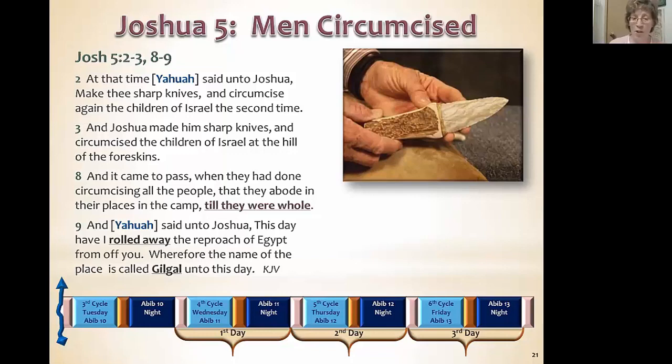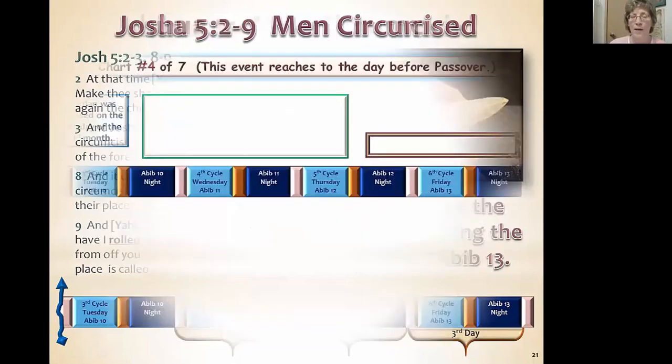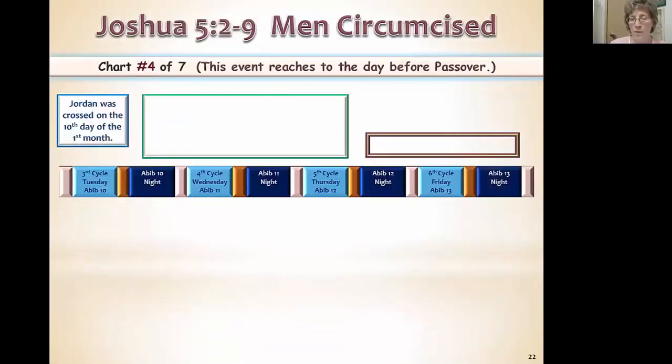So this is a little chart of what we're going to see on the next slide. So here they've crossed the Jordan, okay? Abib 10, they crossed the Jordan, and day 1, day 2, and day 3, they were circumcised on Abib 10. Let's go and look and see what the scriptures tell us of what's going to happen all the way up to Abib 13. This is Joshua chapter 5 verses 2 to 9 about the men being circumcised. It's kind of a little interesting bit of information here.